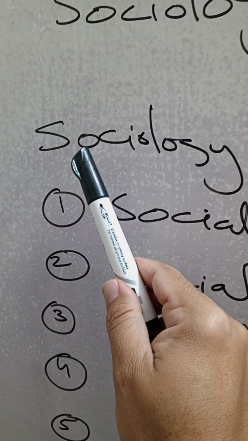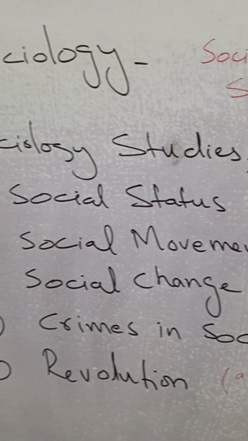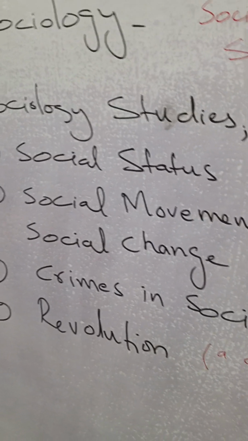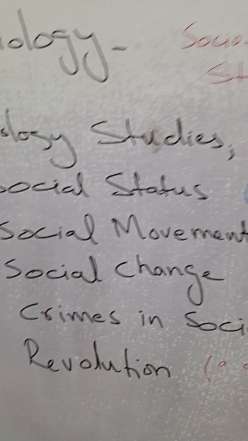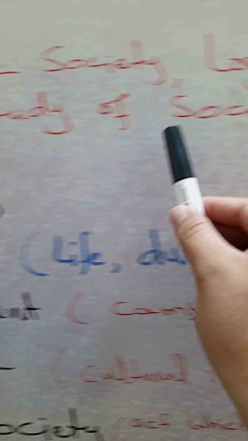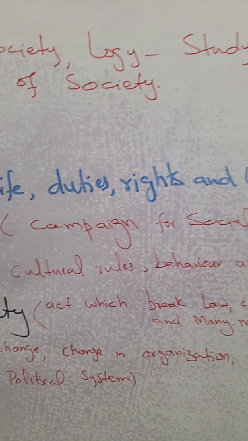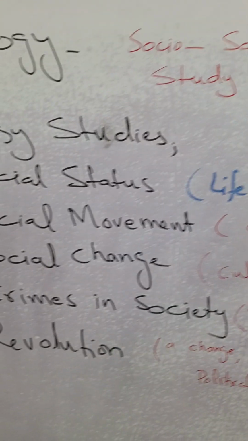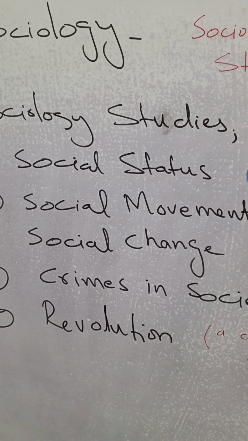Another question is: what does sociology study? What is the main theme of sociology? Which topics do we study in sociology? As we discussed previously, sociology is the study of society. So whenever we study about society, or about any component of society, that is the study area of sociology.